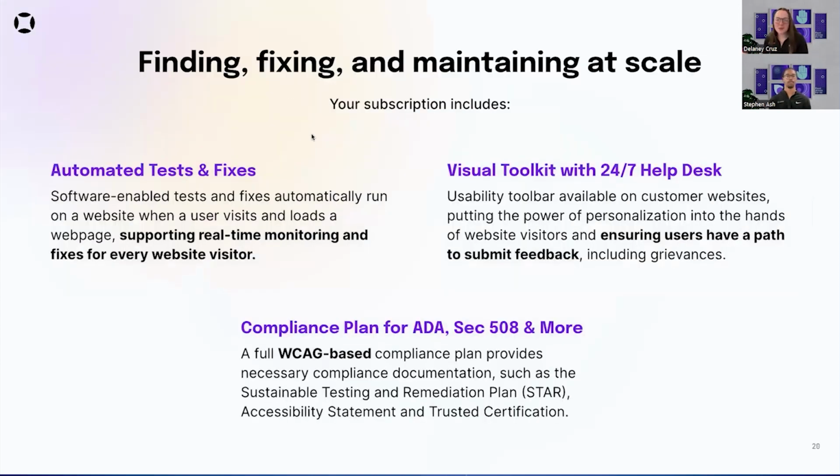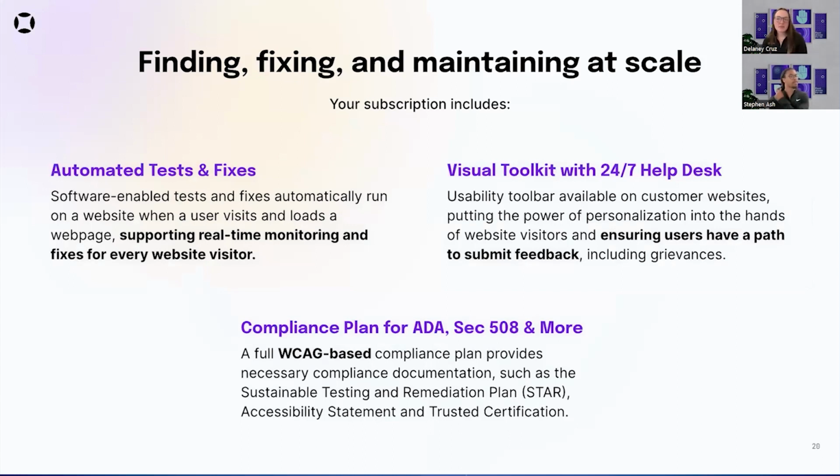So what you get with the ResNexus AudioEye solution: finding, fixing, and maintaining at scale. So what your subscription would include is the automated test and fixing. So once the JavaScript is live on the site, we are actively monitoring for accessibility issues while also deploying fixes in real time for every website visitor. Visual toolkit with 24/7 help desk.